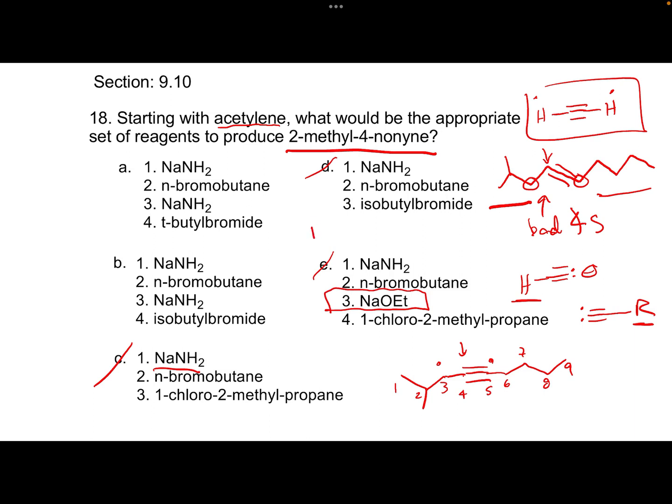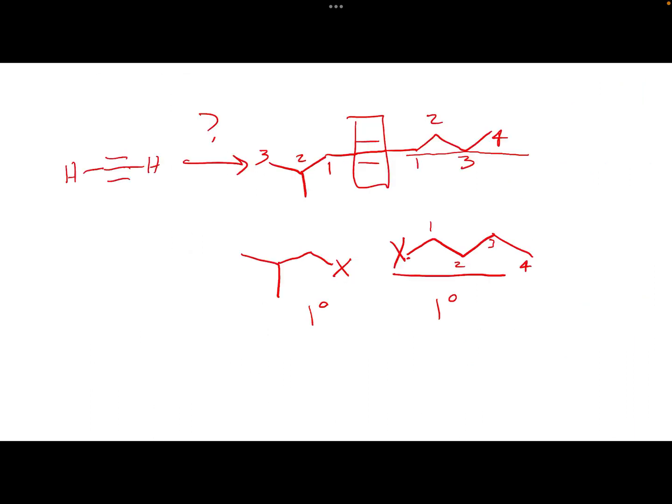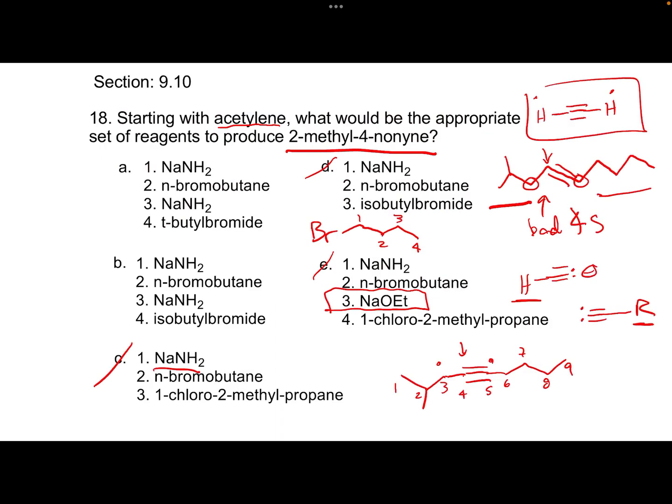So 2 of them are using N-bromobutane. The N means normal. So a normal alkyl halide has the halogen at the end. No branching is another way to think about it. So 1, 2, 3, 4, right? So this is N-bromobutane. Flip back. Looks exactly like this guy, right? Okay, so N-bromobutane is good.